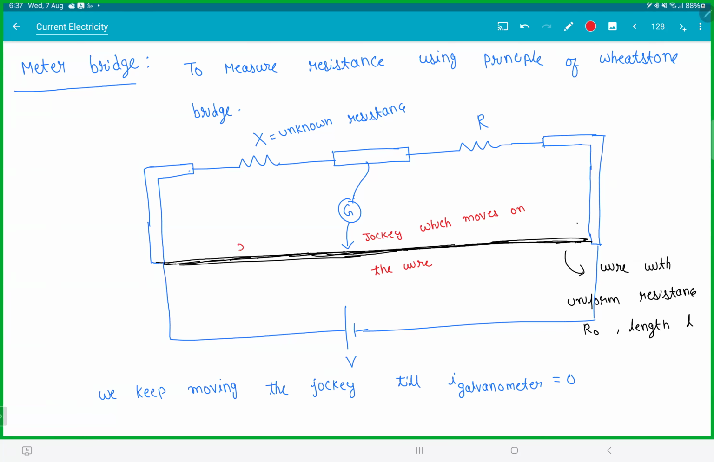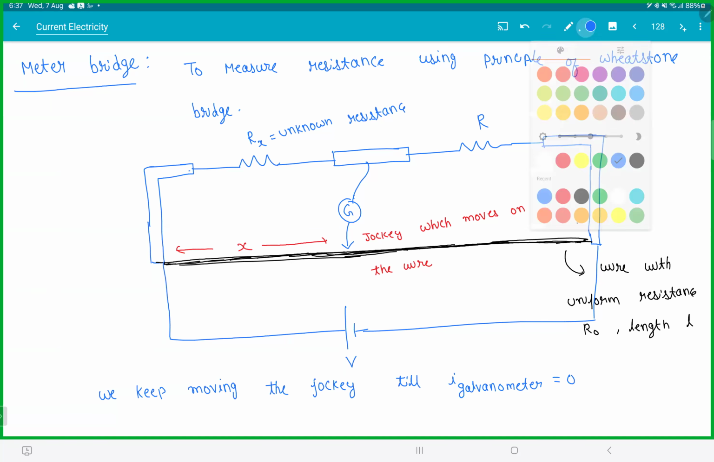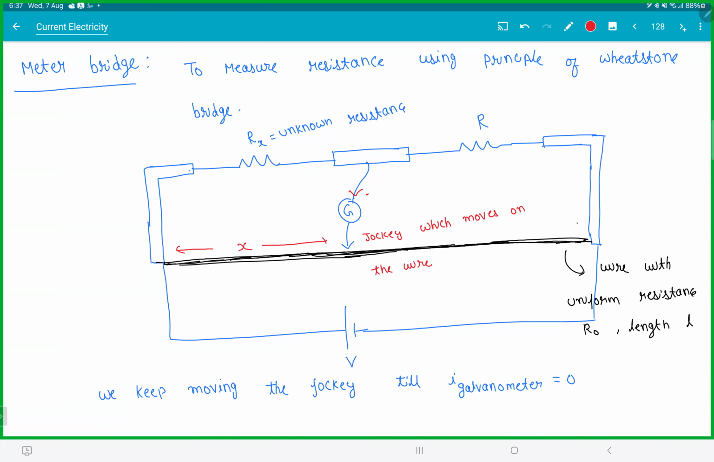Let's say this occurs when the length is x. Now x will get confusing, so let's write it as Rx. So at this instant, the current in the galvanometer is zero. When this happens, we say the bridge is balanced. Sometimes you'll hear this phrase, the bridge is balanced at 23 centimeters. So using this, we need to find that capital Rx now. Have a look at the experiment first. Like I said, the idea is pretty straightforward.